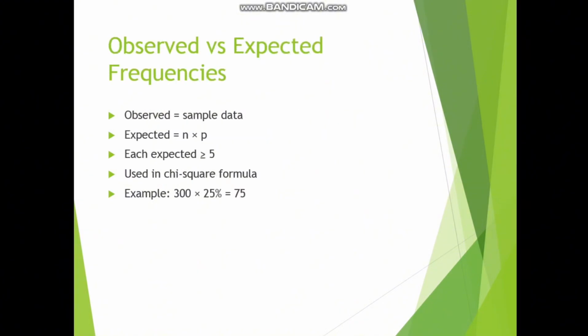Observed frequency means the real number we get from the data. Expected frequency is the number we calculate using a formula. The formula is expected equals sample size times probability. Each expected value must be at least 5, otherwise the test is not reliable.